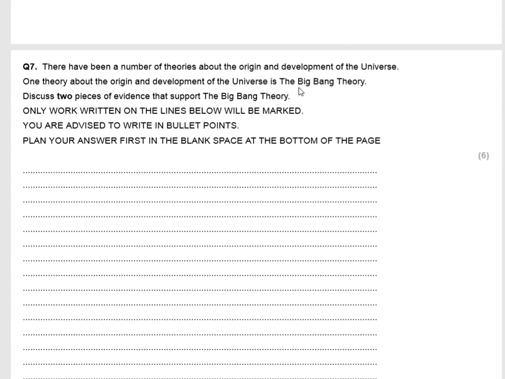Now we need to be careful there. If you see a tick, maybe I've just put a tick because it's valid, but I may not have counted it because it says here: plan your answer first. Now, theories, so we're talking about the Big Bang.